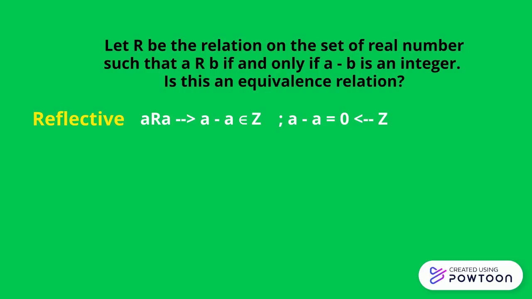Number 1. Reflexive. A relation A must be A minus A where the number should be an integer. A minus A is equal to 0, where it is an integer. Thus, it is reflexive.